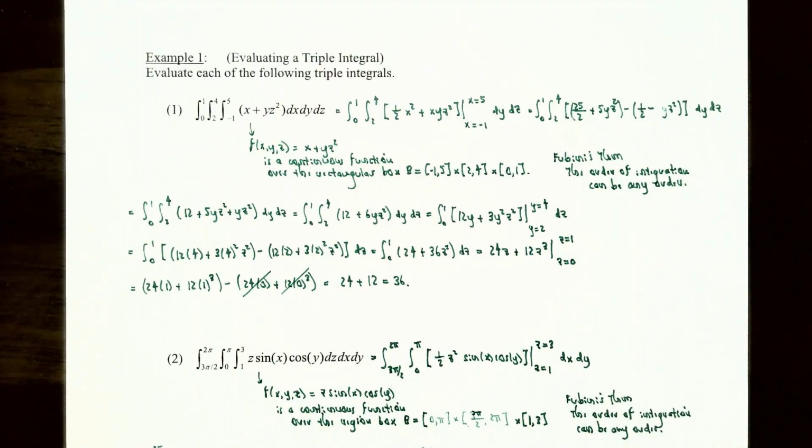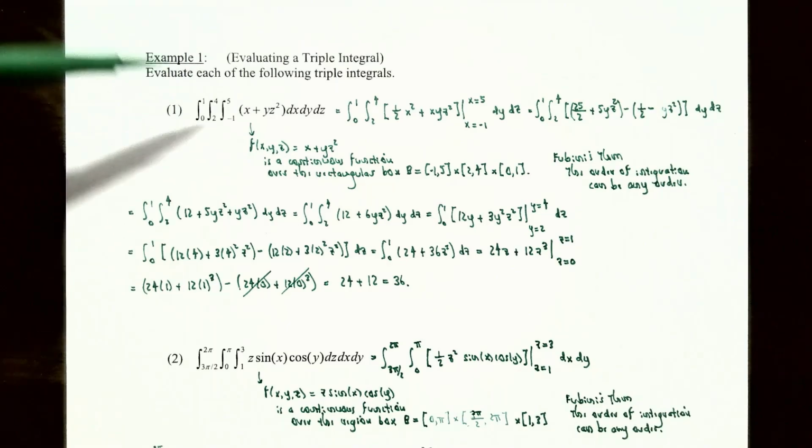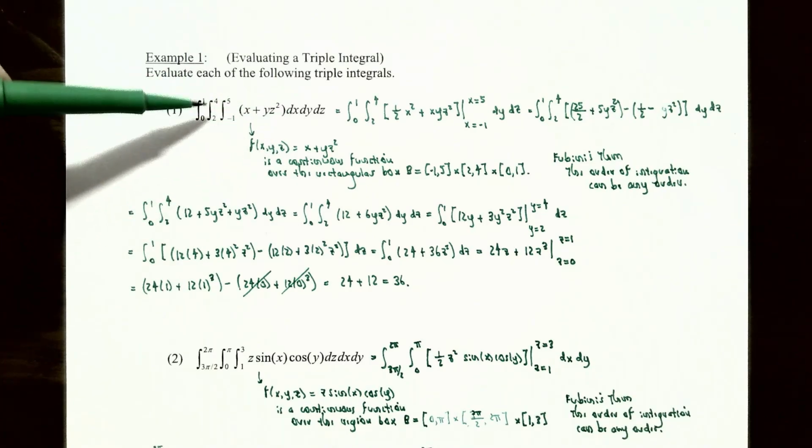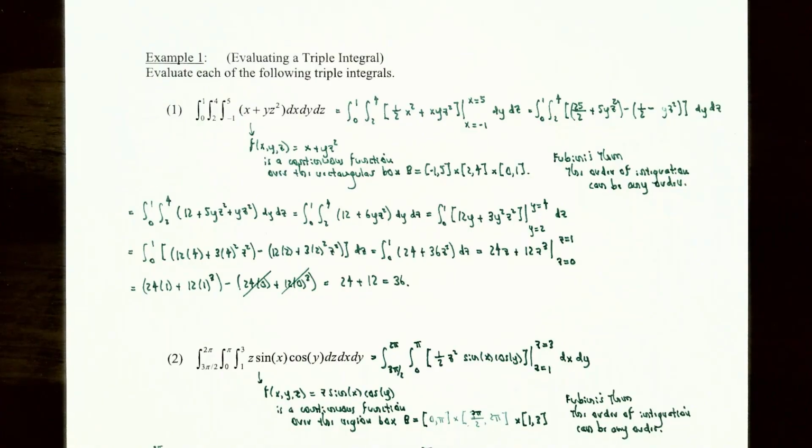Example 1, evaluating a triple integral. Evaluate each of the following triple integrals. Number 1, you have a triple iterated integral where your outside integral corresponds to the z values between 0 and 1, your middle integral corresponds to y values between 2 and 4, and your inside integral corresponds to x values between -1 and 5. The integrand is x plus yz squared.